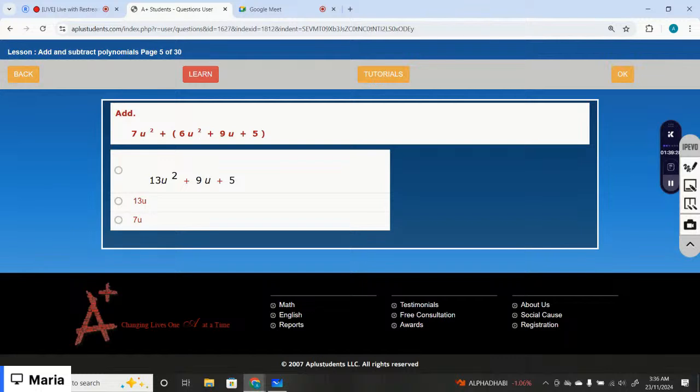7u square plus 6u square plus 9u plus 5. So which is the correct option? That is 13u square plus 9u plus 5. Option number 1 is the correct option.